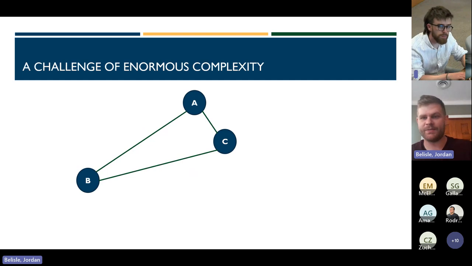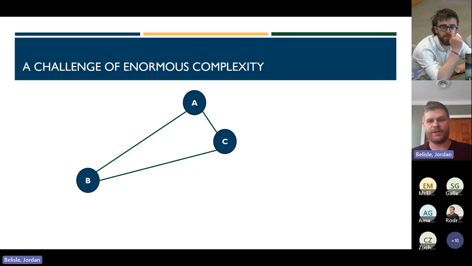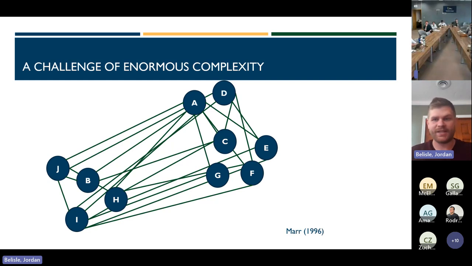But wait, think of anything in your life that operates as a three-member network. It's not there, it doesn't exist. So we can simulate it in the lab, but how much is this representing reality?